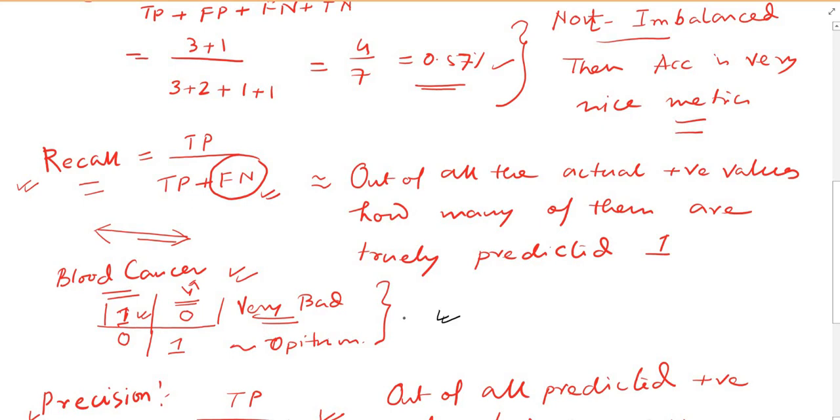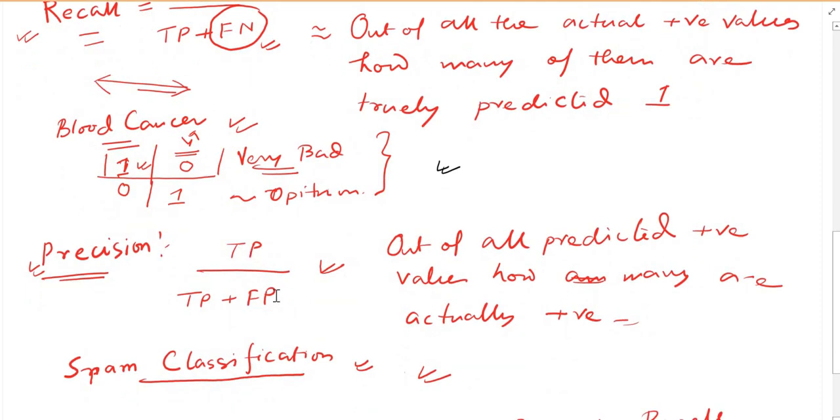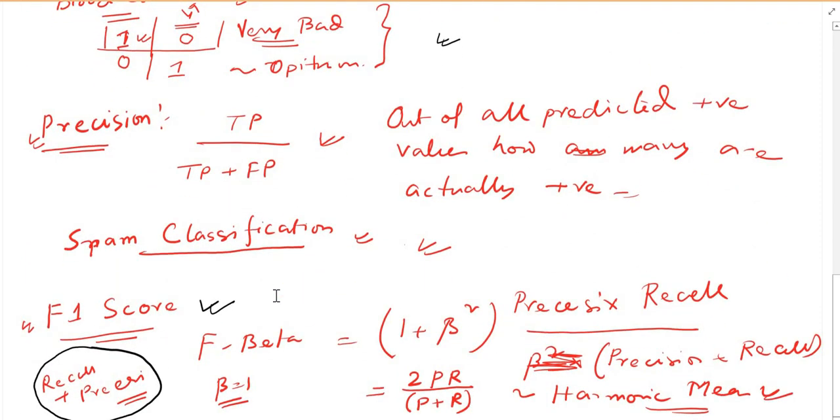And then understand in which scenario which metric is very important. As I mentioned, in a scenario where somebody has blood cancer but your model is not predicting it, that's very bad, right? You cannot do that. So in this case you should consider recall, and recall should be high. Whereas in spam classification, your precision needs to be high. And F1 score is another example where probably you need both.